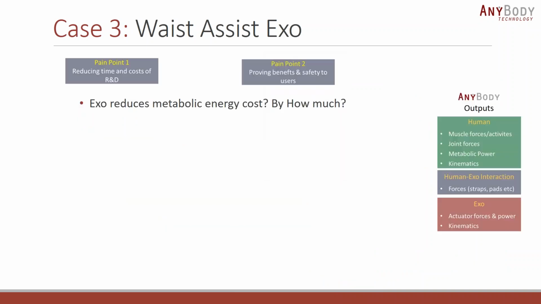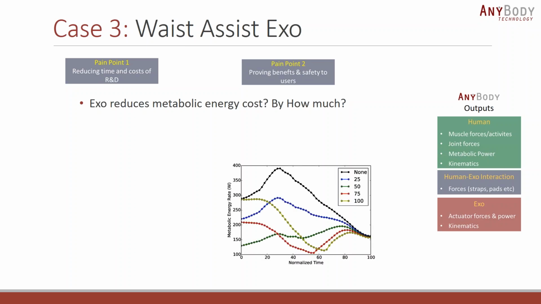So one of the main questions we were trying to answer is, of course, does the exoskeleton reduce metabolic energy cost at all, and by how much? And we saw this as a question that is probably relevant both from the point of view of pain point 1, when you're trying to design the exoskeleton, as well as pain point 2, when you're trying to prove its benefits to your users. So for this, we of course looked at the metabolic power outputs given by the simulation. These are what the graphs look like. On the x-axis, you have the duration of the lifting task, and on the y-axis, you have the metabolic energy rate.